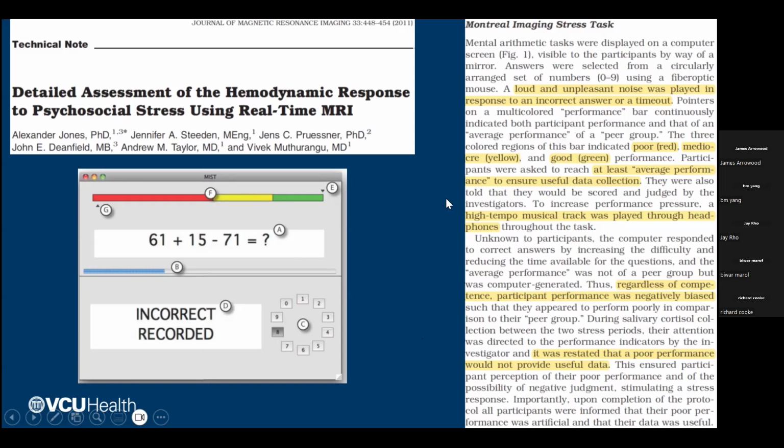They'd have headphones on. They were playing a high tempo music track through their headphones that was stress inducing. Anytime they got an answer wrong, a very loud and unpleasant noise played in their headphones. And then no matter what, the software was designed to make it look like they were doing worse than their peers. So they would start to dip into the red.